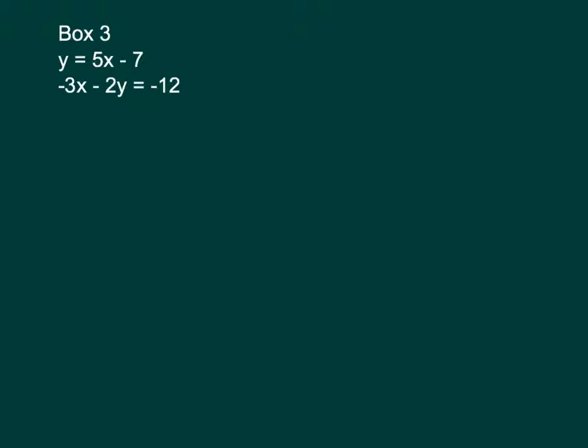Alright, here's what I want you to write down in box 3. Now I'd like you to try this problem first. Press pause and just try it on your own. Do not just copy down what I'm about to write. Pause it and try it first. If you get it wrong, you can always go back and fix it.